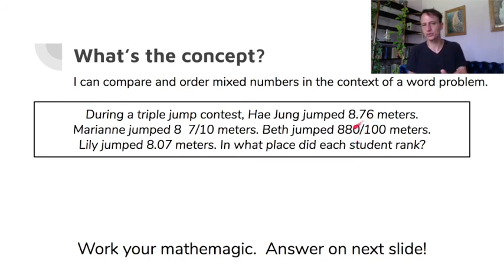So we have a triple jump contest. I don't know what that means. You jump 3 times, I guess. So we have Heijun. She jumped 8 and 76 hundredths meters. Marianne jumped 8 and 7/10 meters. Beth jumped 880 hundredths meters. Lily jumped 8 and 7/100 meters. In which place did each student rank? So we have 1, 2, 3, 4.